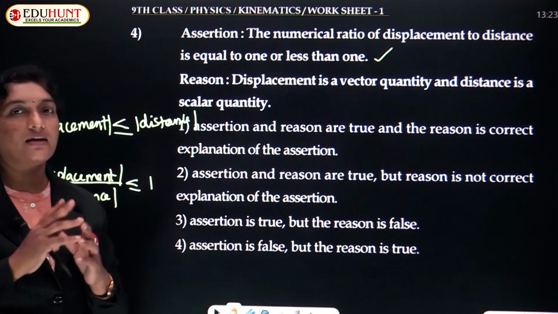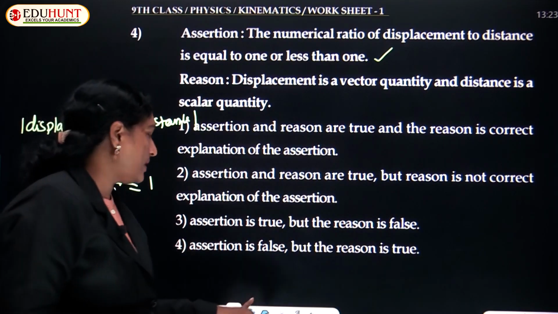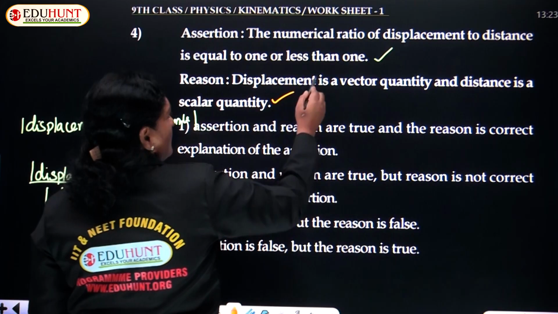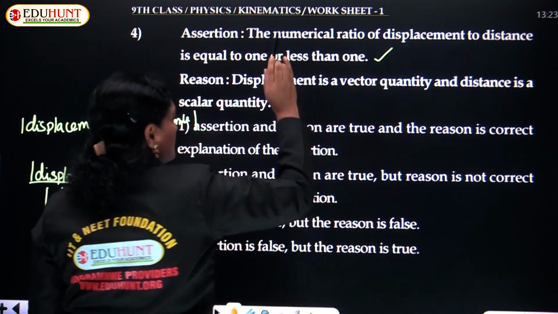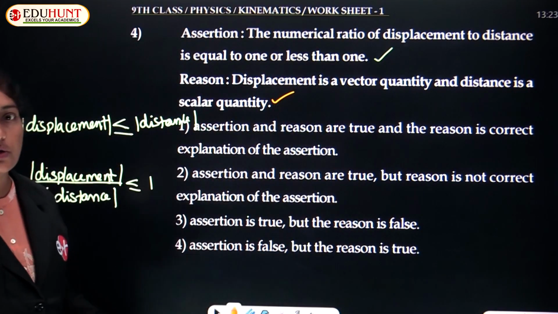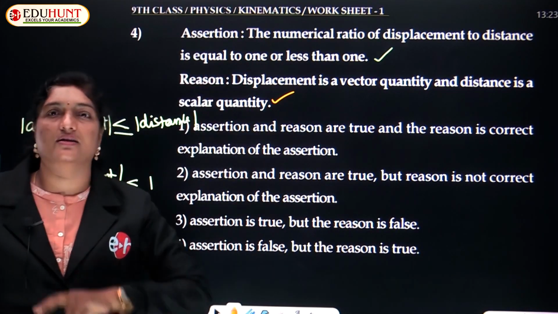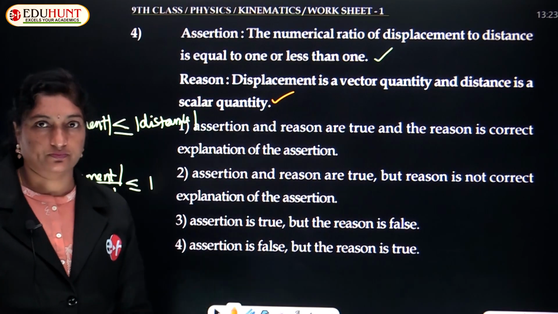So, from this we can conclude that displacement is a vector quantity and distance is a scalar quantity. So, displacement is a vector quantity, distance is a scalar quantity. So, we can conclude that both the statements, that is assertion as well as reason, are true.